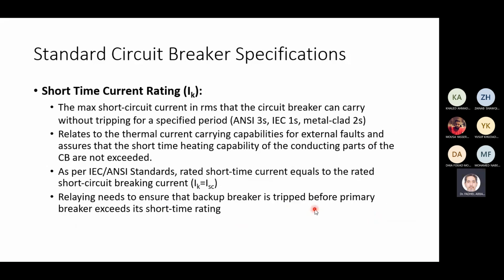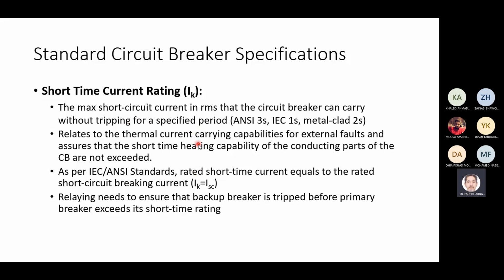For the short circuit, there is also something called short time current rating. Short time current rating is the maximum short circuit current in RMS value that the circuit breaker can interrupt without tripping for a specified period of time. Circuit breaker manufacturers tell you this breaker can handle this current for a duration of 1 second or 2 seconds or 3 seconds. This is called short time current rating.